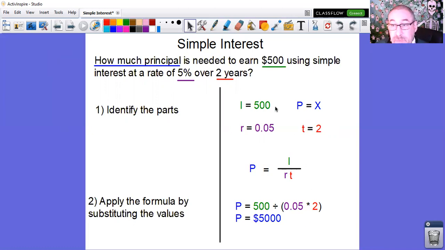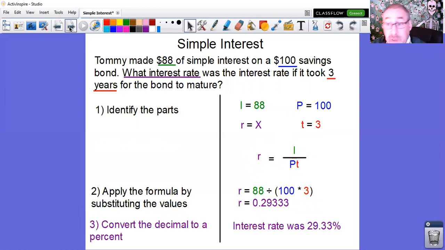So again, we find the parts, we substitute them in our formula, and I've color coded it to make it easier to see that. All right, this time we're looking for rate. So Tommy made $88 of simple interest on a $100 savings bond. What was the interest rate if it took 3 years for the bond to mature? So this is where you put money in the bank or you buy government savings bonds. So you buy the bond, and after a certain amount of time, it matures and you get a little more than what you originally bought for.